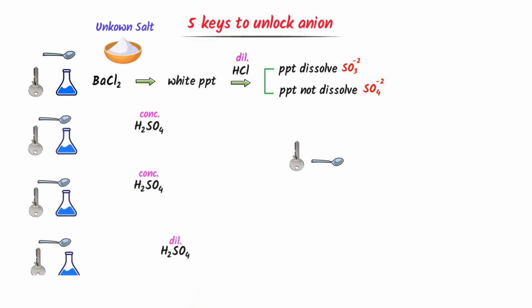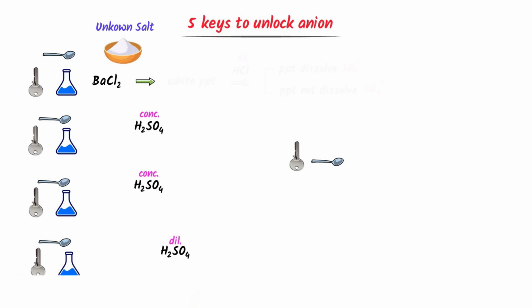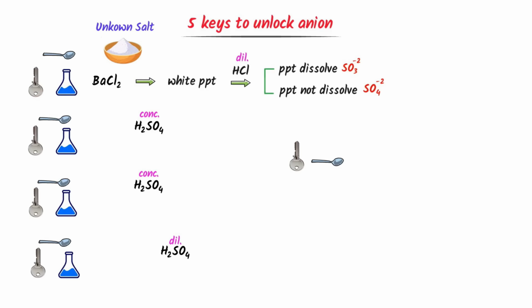But wait a minute. What if we do not get a white precipitate? It means that the first key cannot open the lock. So we will use the second key. In the second key, we add iron sulfide and concentrated sulfuric acid.